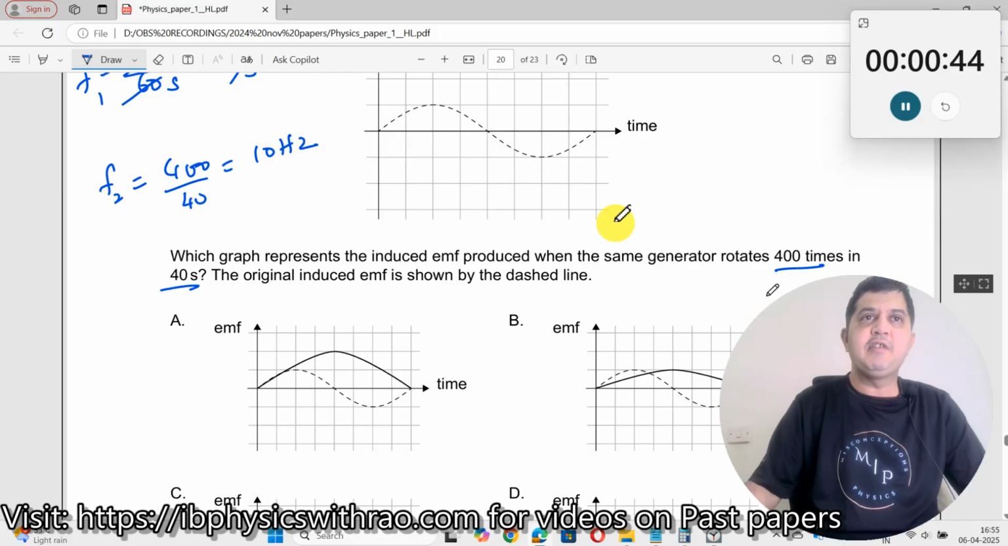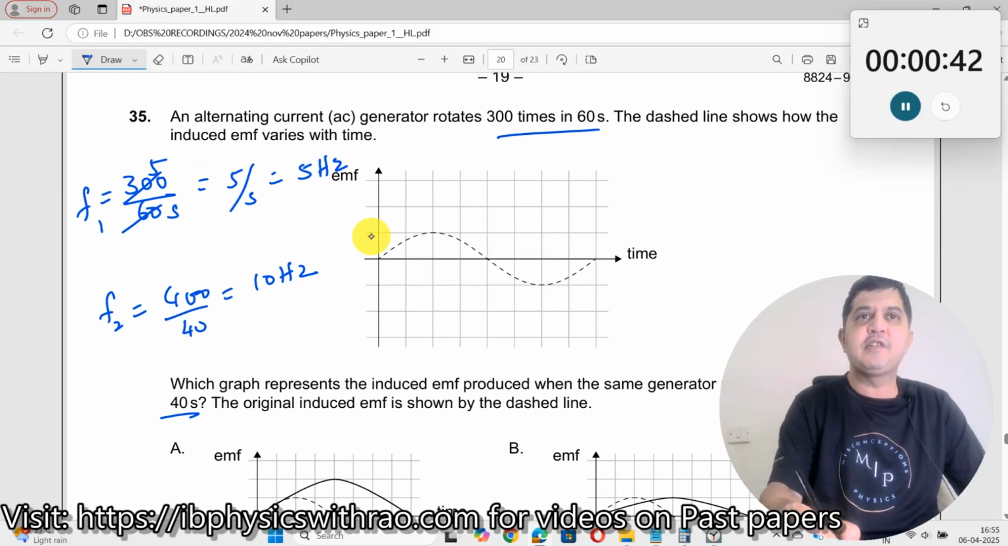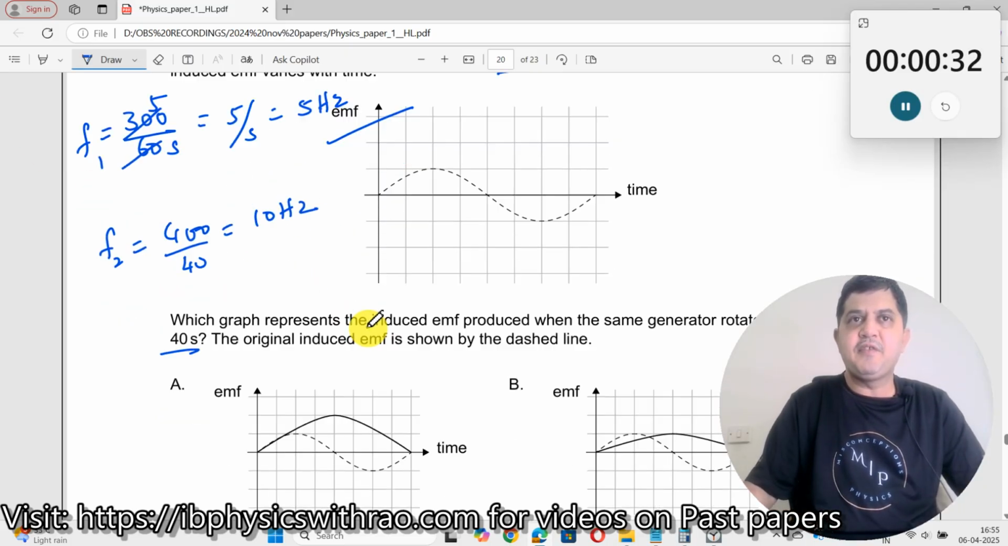So when it was rotating like this, the EMF was so much. When it is rotating like this with a larger frequency, what is the value of the EMF? Does the EMF increase or decrease? That's the question. Now, what is the difference between the first and second one? Frequency is rising. See here, we don't have a frequency plot, here is the time plot.